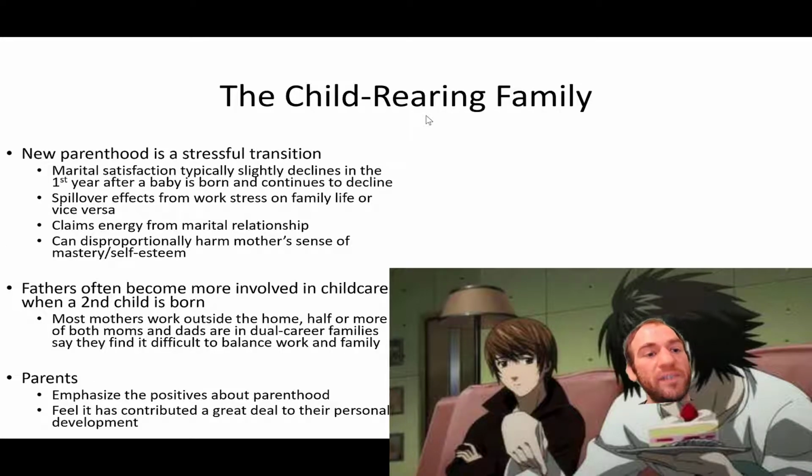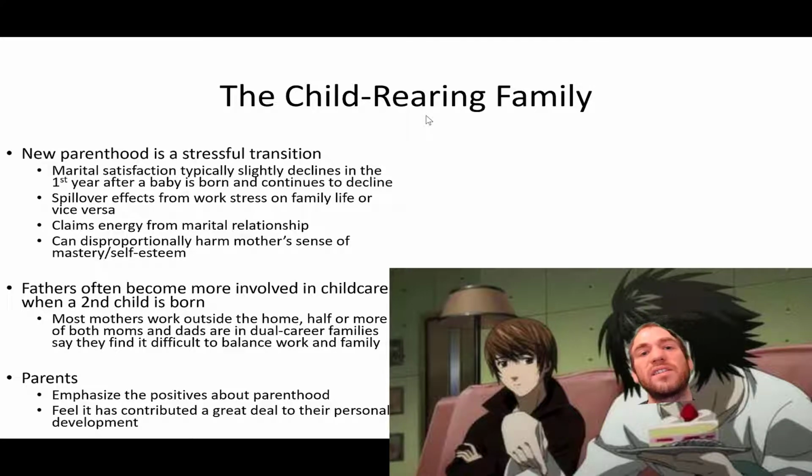New parenthood is a stressful transition. Marital satisfaction typically slightly declines in the first year after your baby is born and continues to decline. There are spillover effects from work stress on family life or vice versa. Claims on energies from marital relationships can disproportionately harm mothers' sense of mastery and self-esteem. Fathers often become more involved in childcare when a second child is born. Most mothers work outside the home. Half or more of both moms and dads in dual-career families say they find it difficult to balance work and family, and parents emphasize the positives about parenthood, feeling it has contributed a great deal to their personal development.